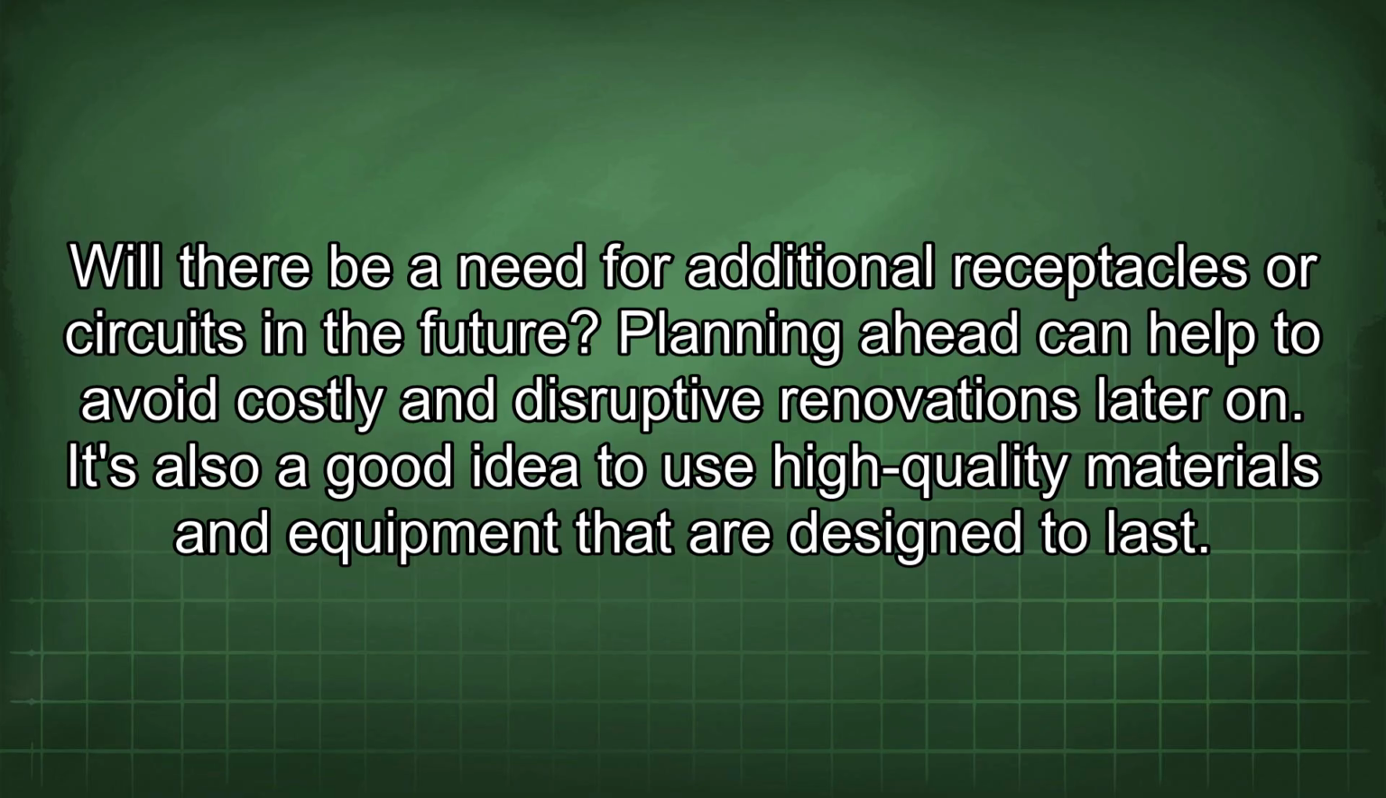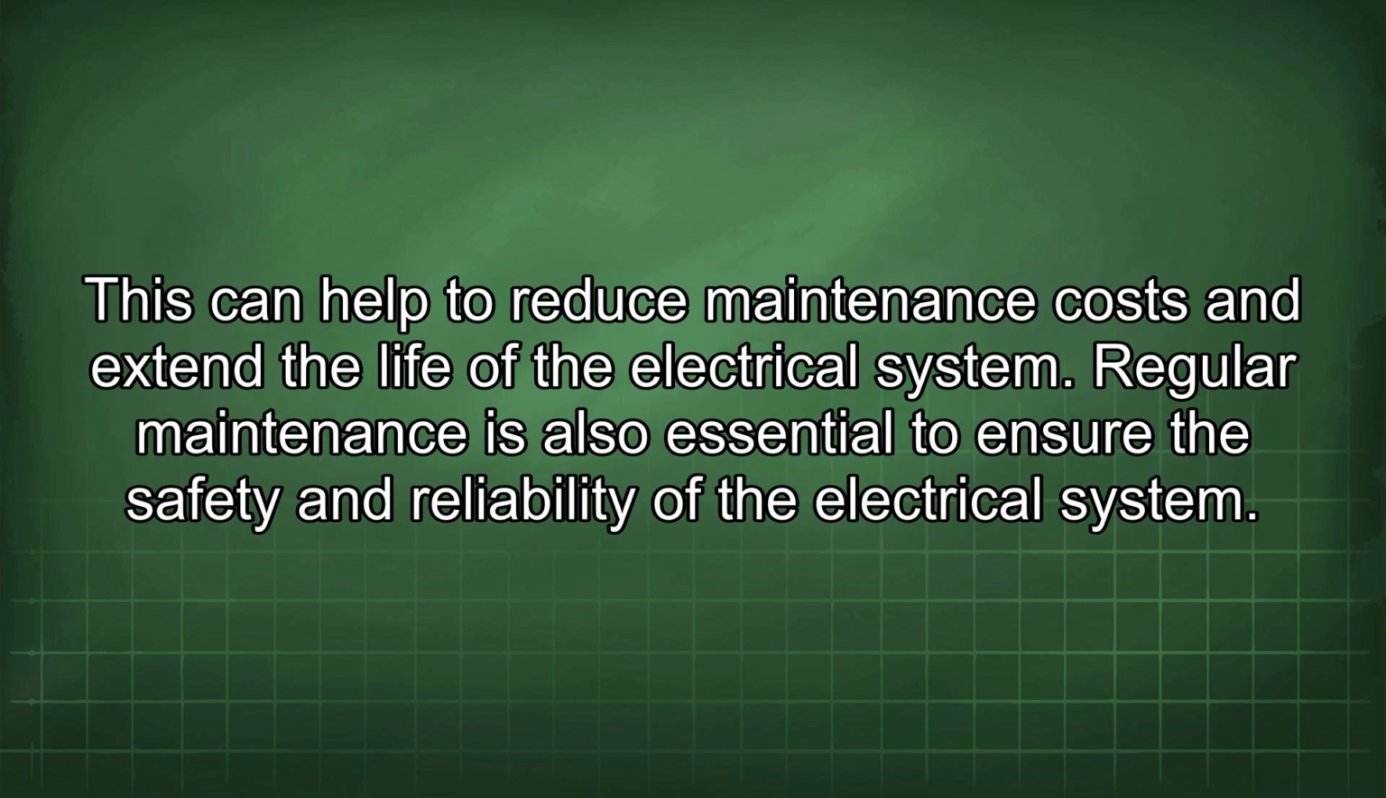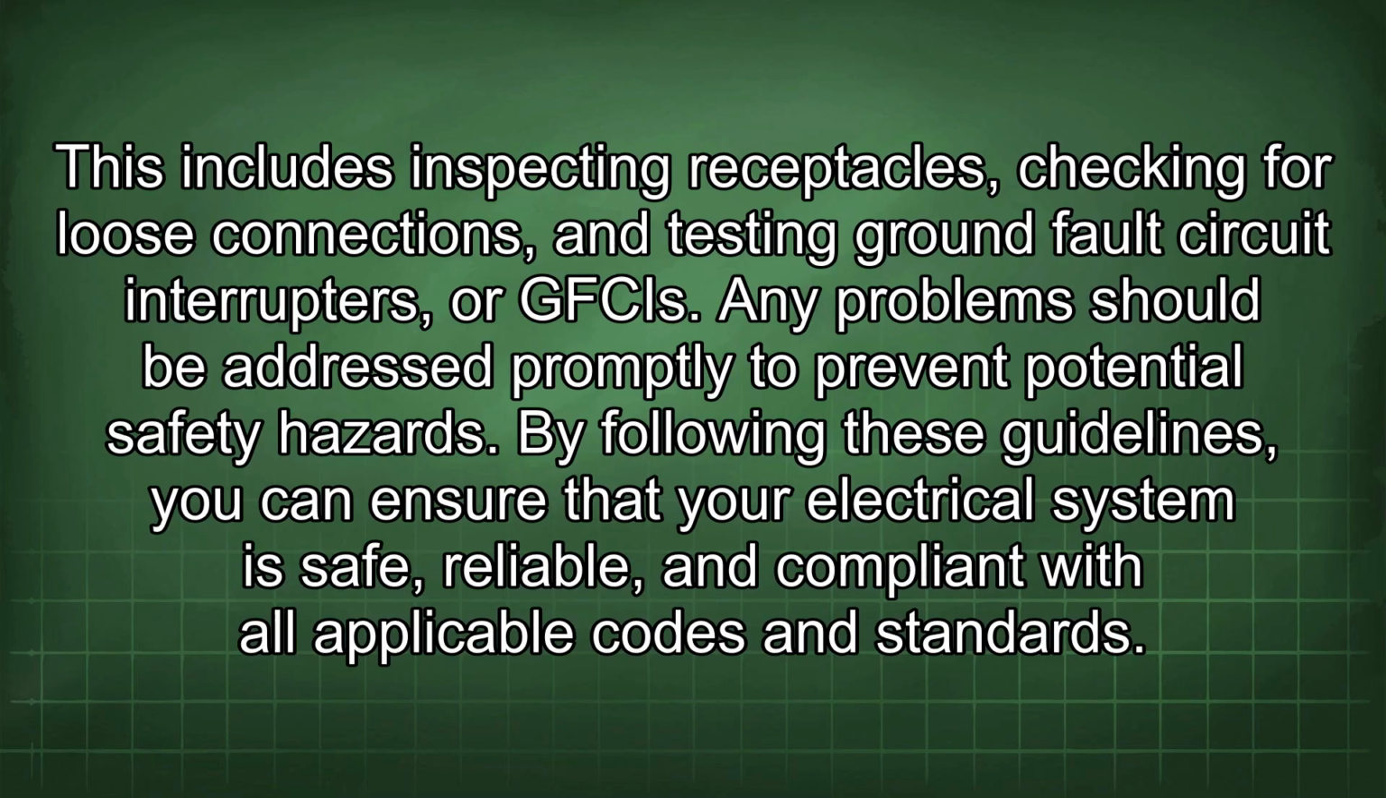It's also a good idea to use high-quality materials and equipment that are designed to last. This can help to reduce maintenance costs and extend the life of the electrical system. Regular maintenance is also essential to ensure the safety and reliability of the electrical system. This includes inspecting receptacles, checking for loose connections, and testing ground fault circuit interrupters, or GFCIs. Any problems should be addressed promptly to prevent potential safety hazards.